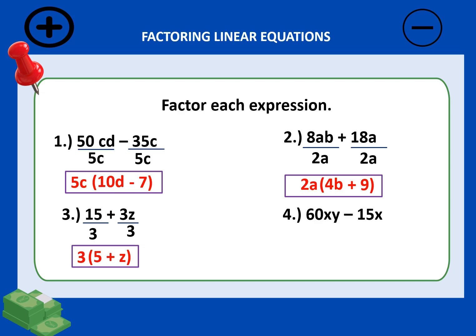Next example, 60xy minus 15x. So what is the GCF of 60xy and 15x? Alright, it is 15x. Then divide each term by 15x. Then write as a product of its factors. So 60xy divided by 15x is equal to 4y. Negative 15x divided by 15x is equal to negative 1. Therefore, our answer is equal to 15x times the quantity of 4y minus 1.